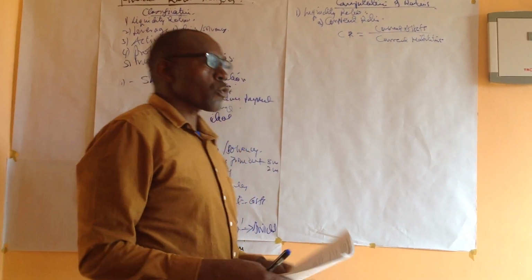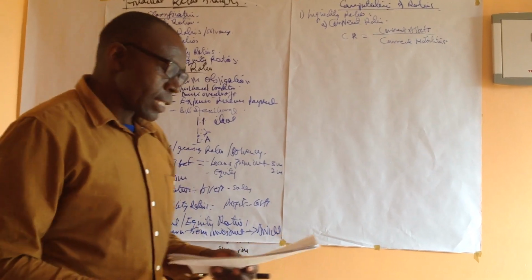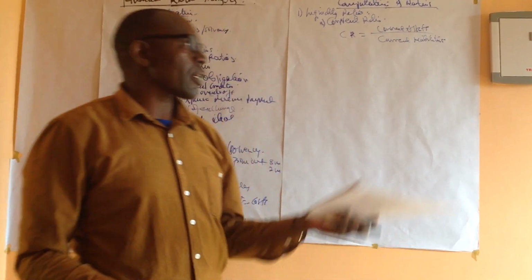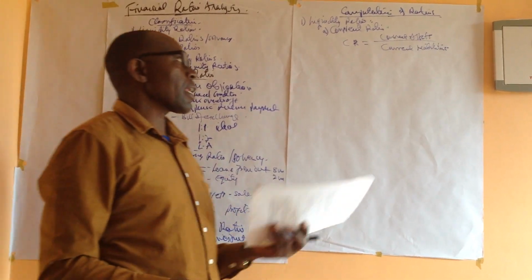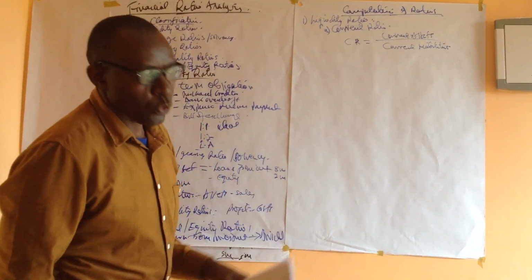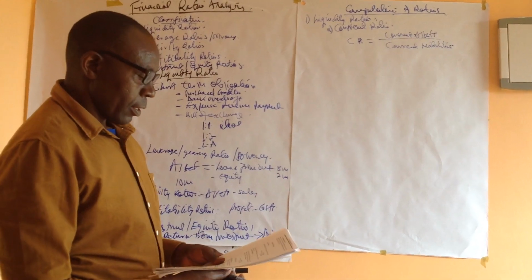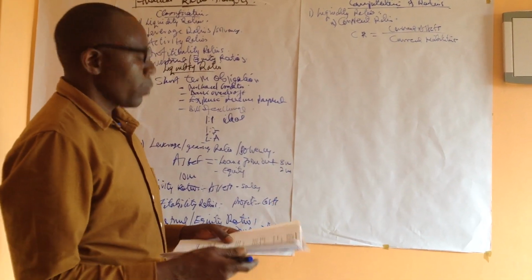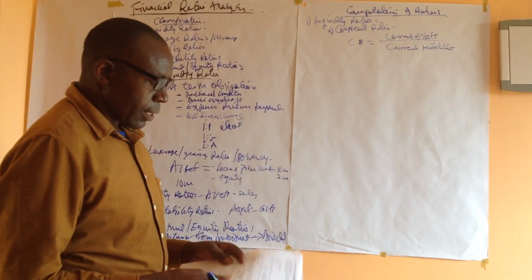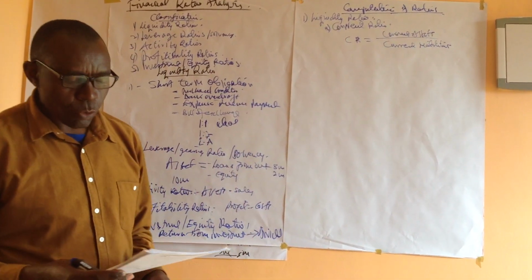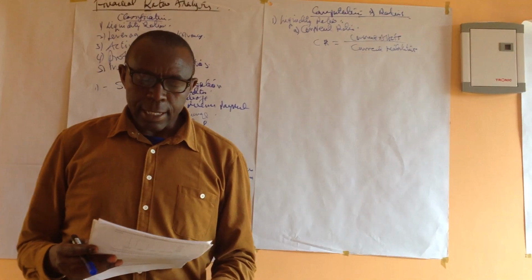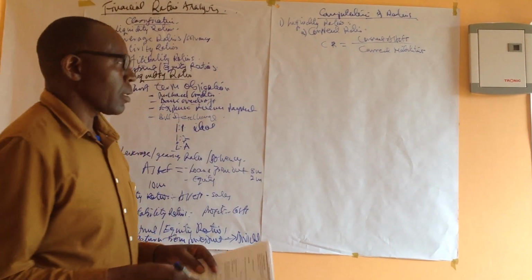And as I was saying, the ideal ratio under this is normally 1:2, meaning for every liability there have to be two assets. So that's what you have as the current ratio. That means that the company has more current assets than the current liabilities that are there.